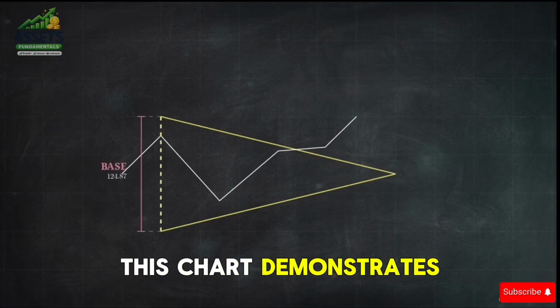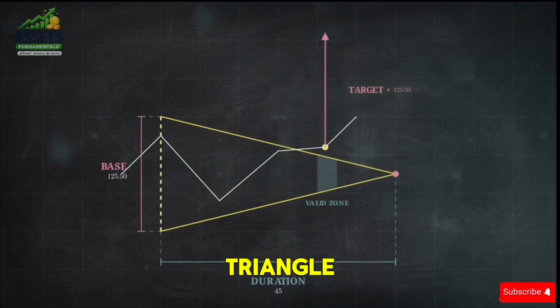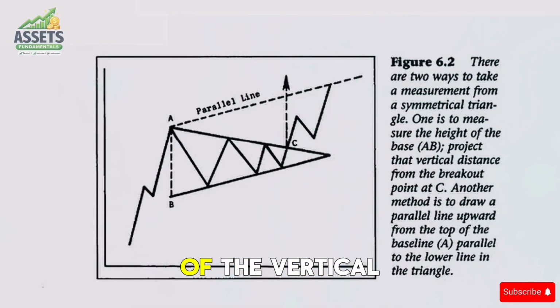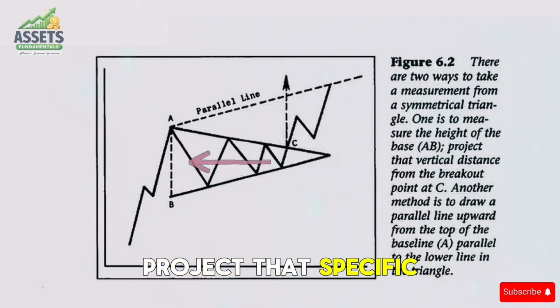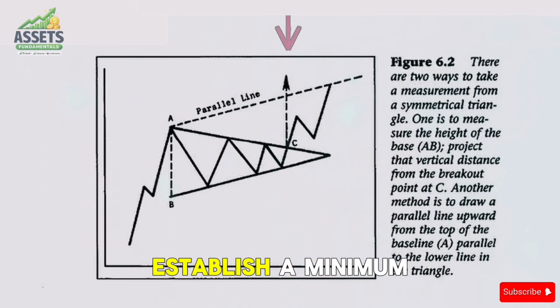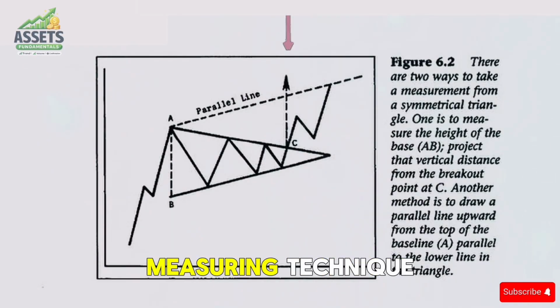This chart demonstrates the measuring technique for a symmetrical triangle. You start by determining the height of the vertical line at the pattern's base. You then project that specific vertical distance straight up from the breakout point at C to establish a minimum price target. Flags and pennants require a distinct measuring technique.